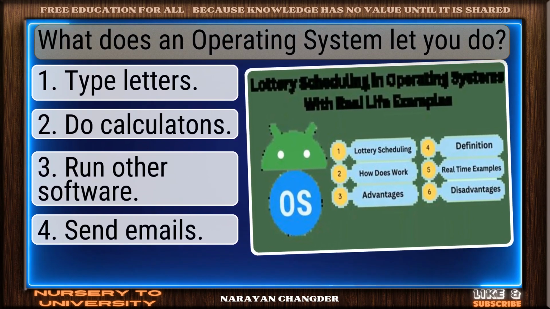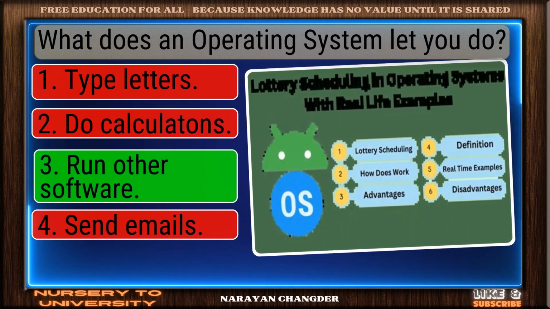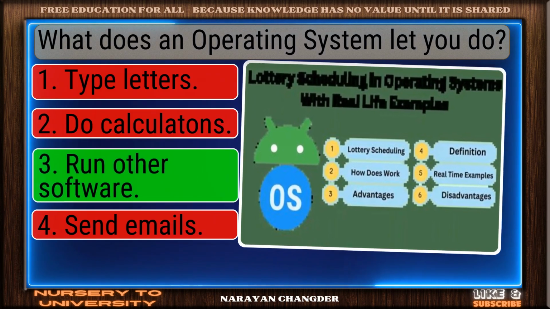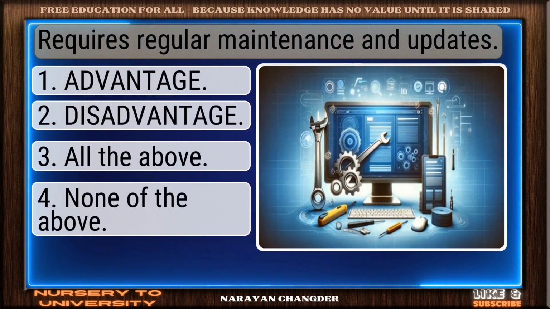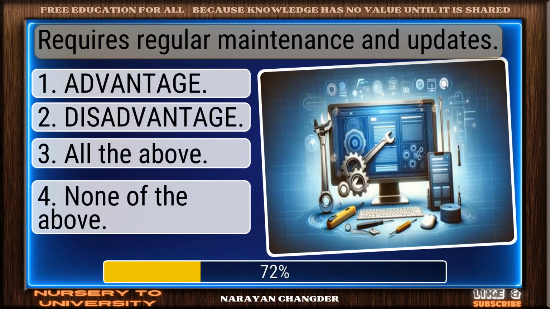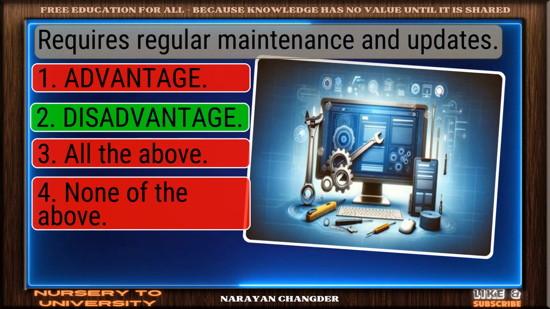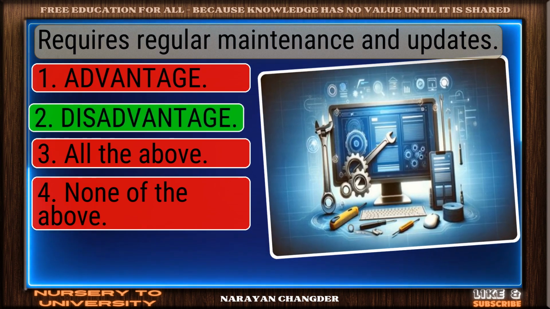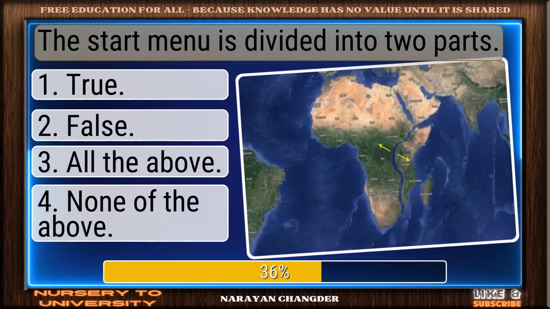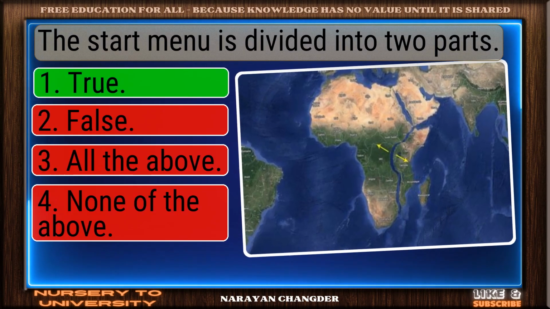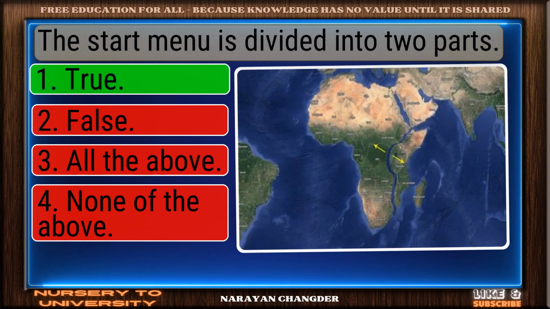What does an operating system let you do? You got it. Your choice run other software is right. Requires regular maintenance and updates. Correct response. Disadvantage is the most accurate answer. The start menu is divided into 2 parts. Exactly. True makes sense, and it is right choice.